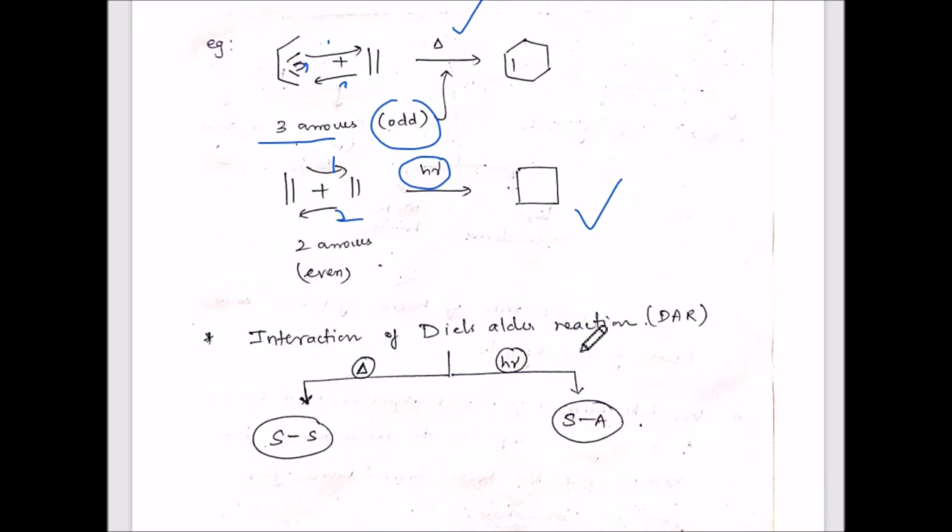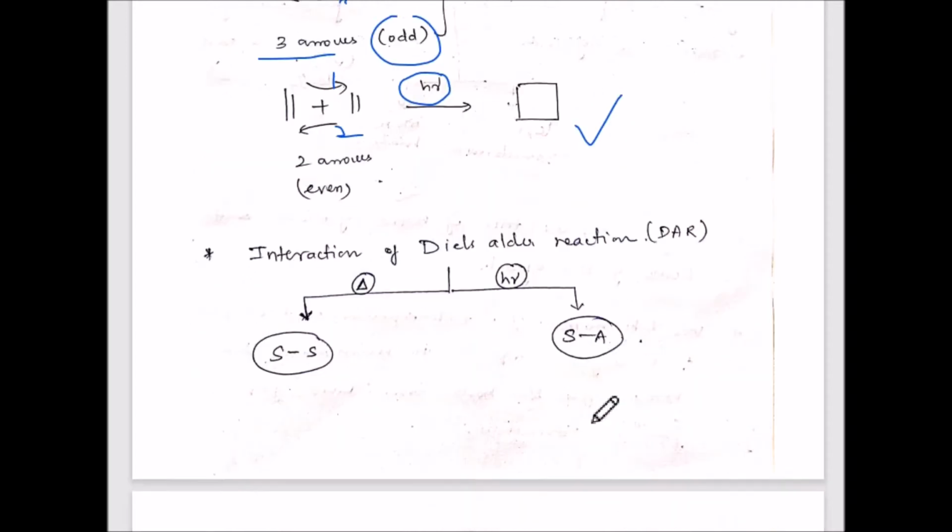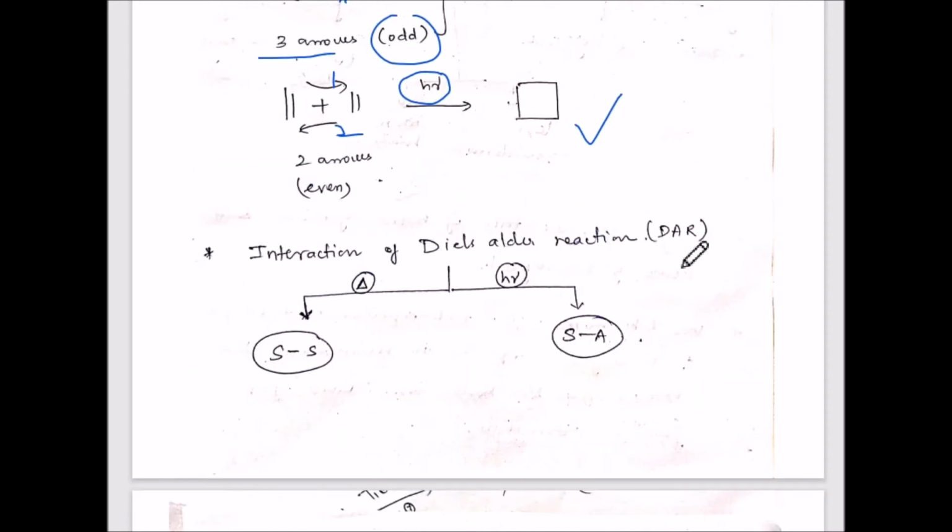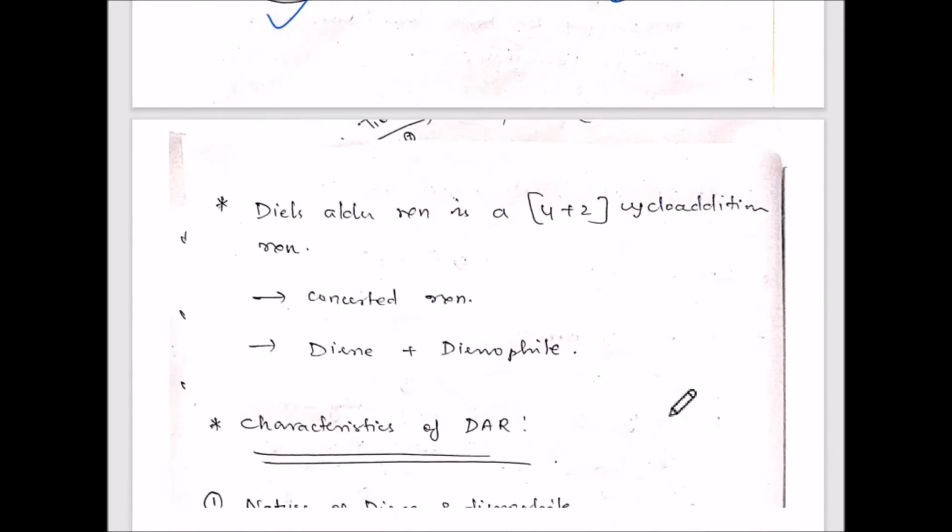Use it if you have confusion with that 4n and 4n plus 2. So these are the interactions of the Diels Alder reaction. Hereafter, if I use DAR, it stands for Diels Alder reaction. Under thermal condition, suprafacial is more favorable. Under photochemical condition, the antarafacial interaction will take place. So you have to remember these points.